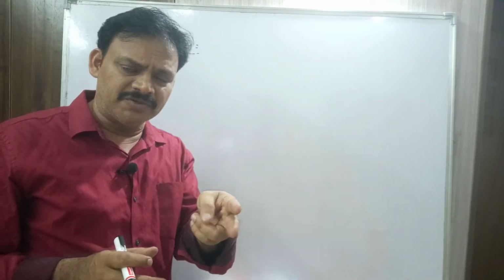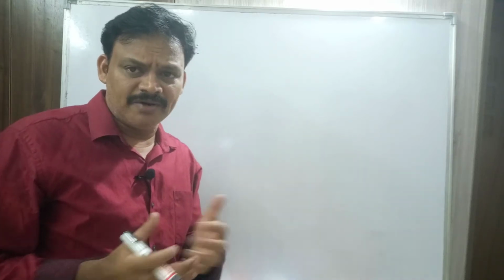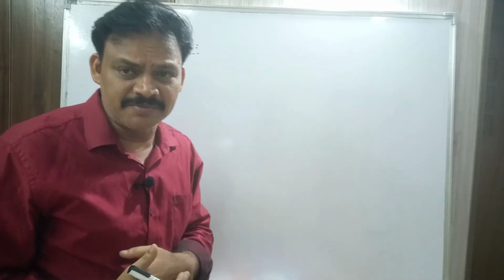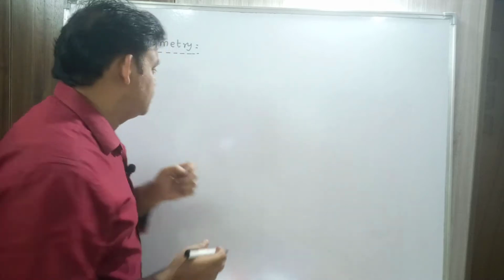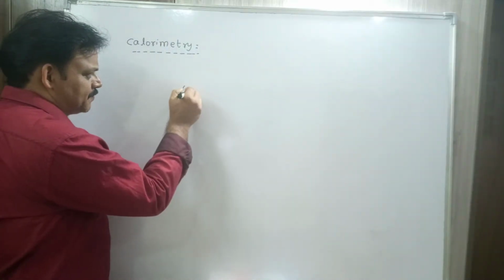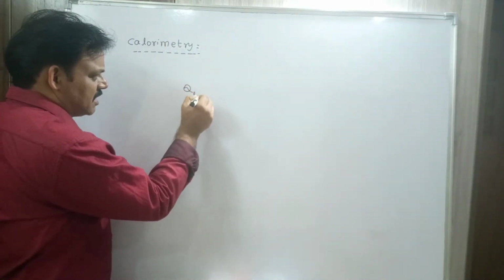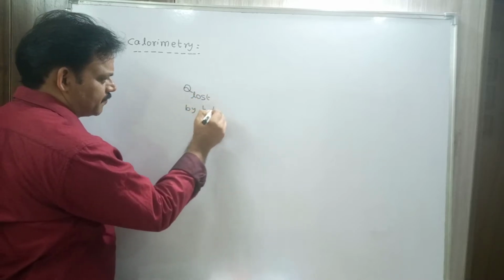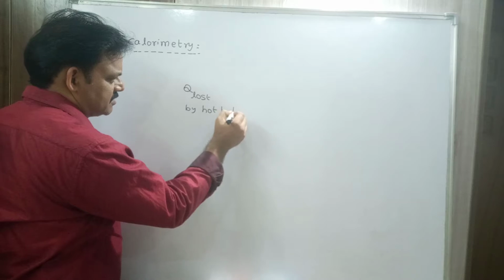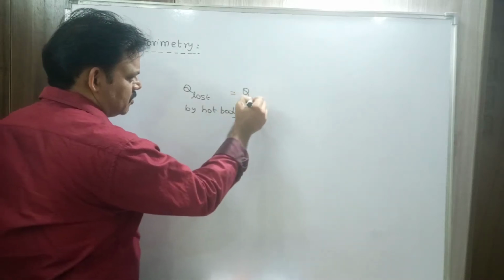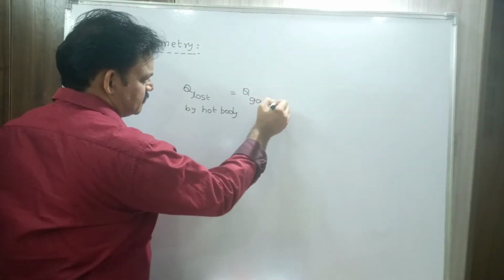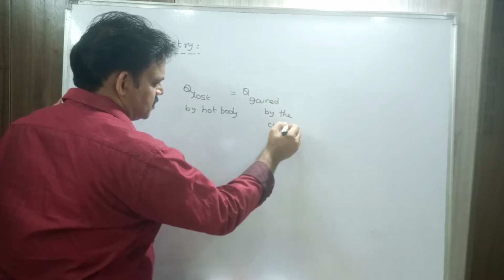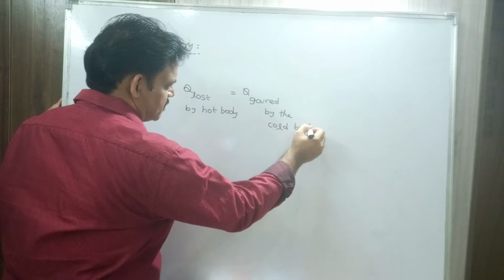Whenever two bodies of different temperatures are in contact, what happens? Heat flows from hot body to cold body until the temperature becomes equal. Here the principle of calorimetry is: the amount of heat lost by the hot body must be equal to the amount of heat gained by the cold body. So this is the principle of calorimeter.